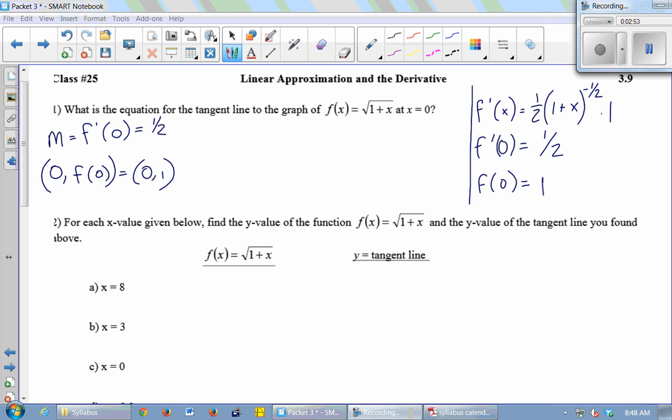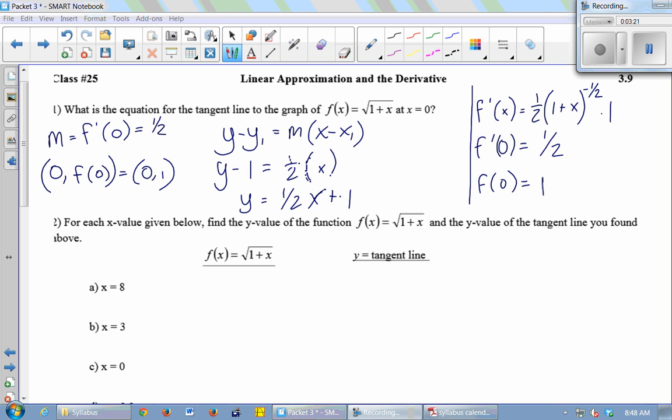So if I use point slope form, it saves me a little time rather than using mx plus b, though you can if you want. So I'm going to replace y1 with a 1, my slope with a 1/2, and my x1 with a 0, and I end up with y equals 1/2 x plus 1 when I solve for y. So that's the equation of my tangent line.